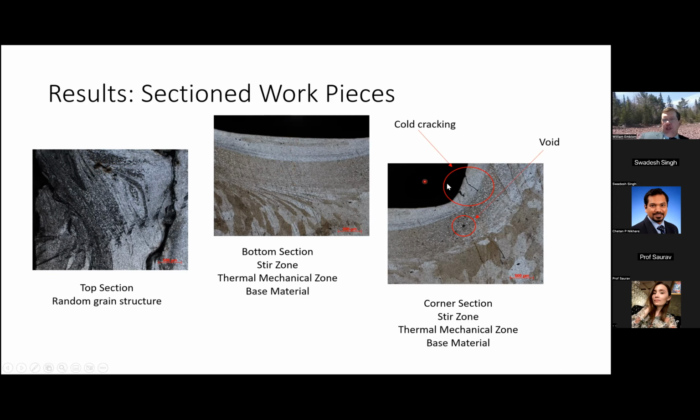Looking at the corner region, because we were using a flat probe, you could see that we had cold cracking that occurred. We also had a void that occurred, and then the base material. And again, you can see the various zones for friction stir extrusion.